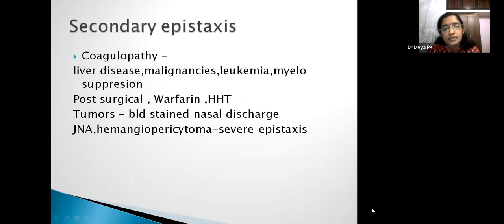For secondary epistaxis, the cause is actually known, like coagulopathy of liver disease, malignancies, leukemia, myelosuppressive conditions, post-surgical cases, warfarin usage, and hereditary hemorrhagic telangiectasia. In these cases, medical management is better than surgical management. The patient may require anterior or posterior nasal packing. Tumors usually present with blood-stained nasal discharge instead of frank epistaxis, but cases like juvenile nasal angiofibroma and hemangiopericytoma can present with severe epistaxis. JNA is usually seen in adolescent male children.